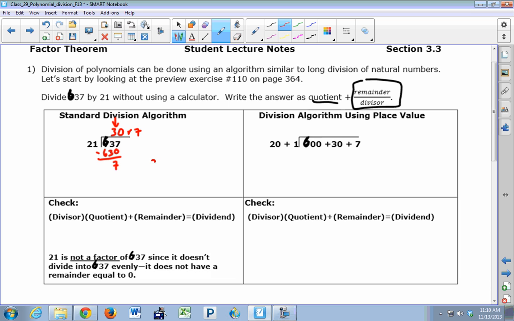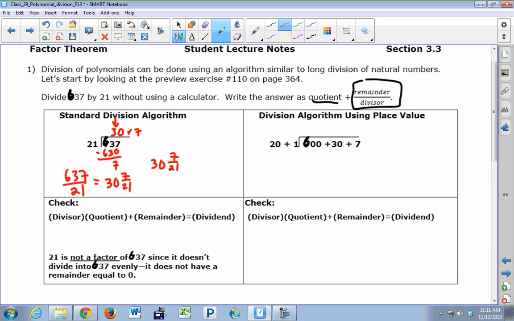The other way you would write the answer here is like this. If you do 637 divided by 21, you get the following mixed number. 37 21s left over. Okay.